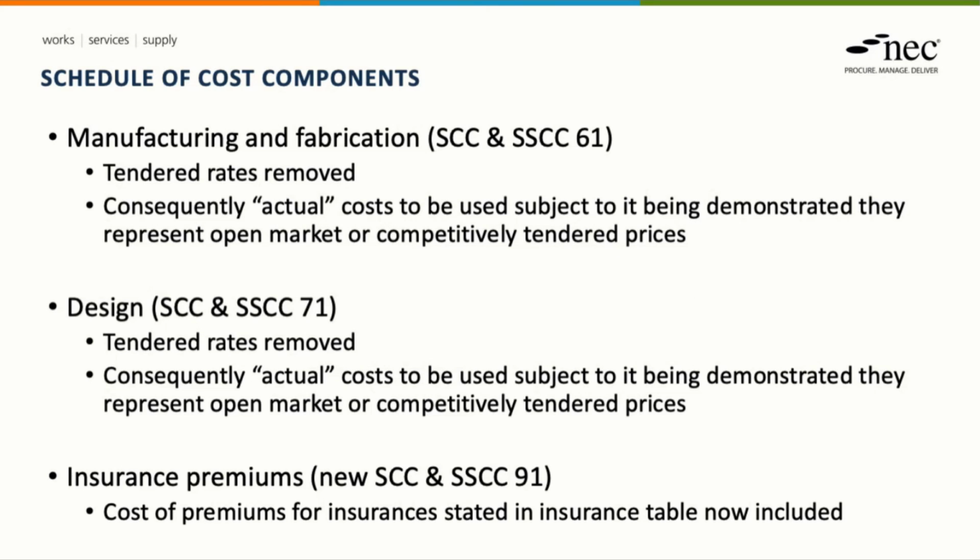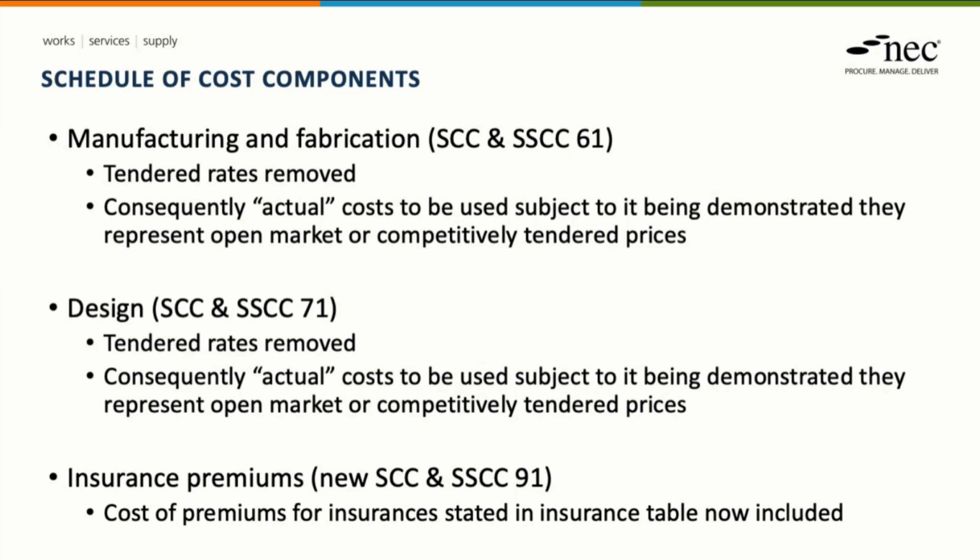Within section 6, manufacturing and fabrication, and section 7, design, as with equipment, the tendered rates have been removed. So again, we are reliant upon determining the actual cost for manufacturing and fabrication or design predicated on what is represented by an open market or competitively tendered cost.